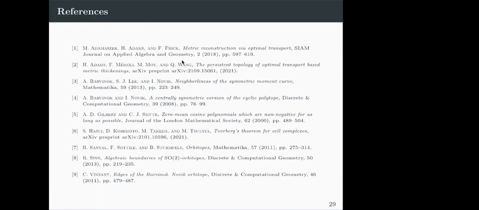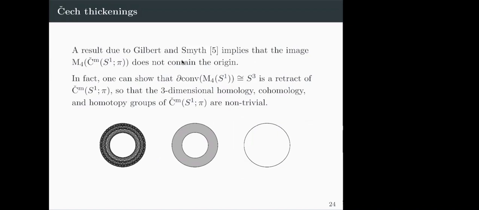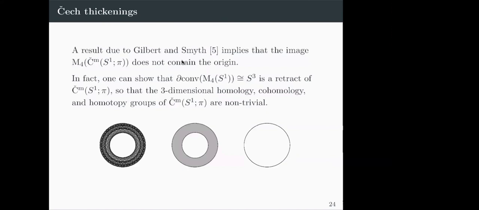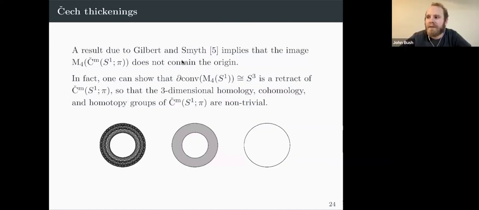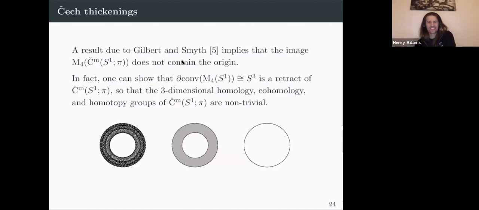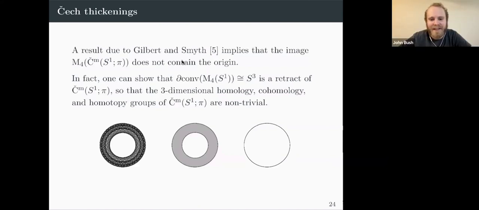I have one. Hi, John. Can you see page 24? Yes. Okay. So you said the boundary of that convex hull is homotopy equivalent to S3, and it is a retract of the metric thickening of S1. So is it a retract or deformation retract? I think it's a retract. Yeah, I don't know. Conjecture deformation retract, right? Yeah, exactly. Okay, thanks. Yeah, that's right. We would conjecture that it is actually the 3-sphere.